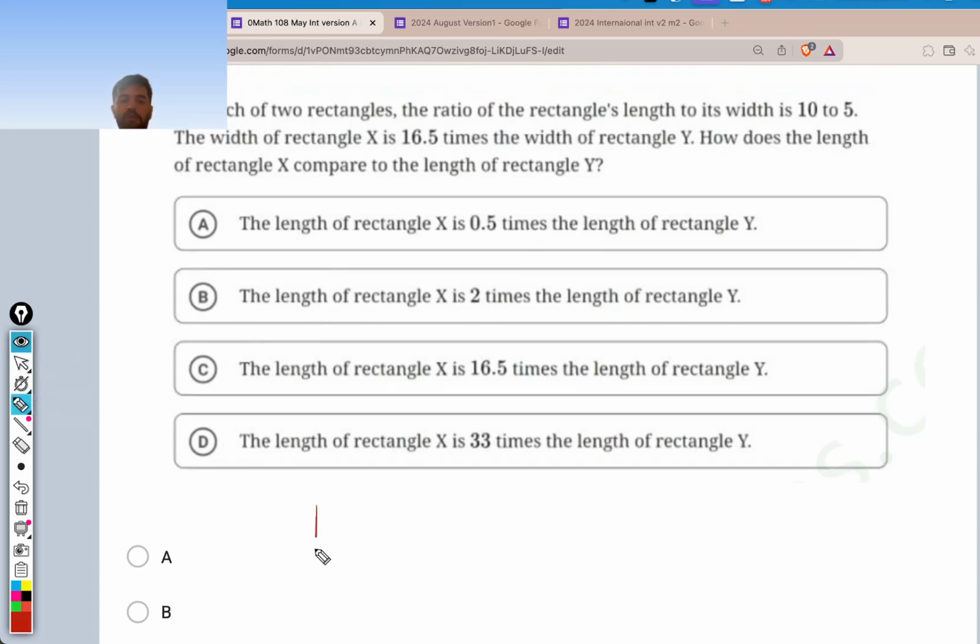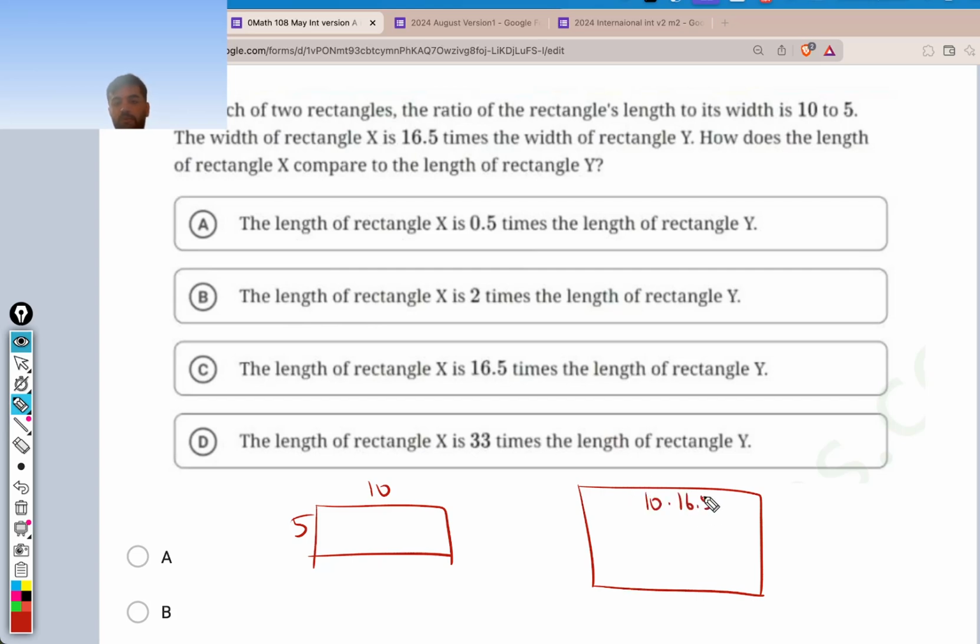We have two rectangles. It is first one, let's say. It says that ratio is 10 to 5. It is 10, it is 5. And this one is 16.5. 10 multiplied by 16.5. 5 multiplied by 16.5. For keeping ratio, we have to write it like this. Then it says compare lengths of x and y. So it is 10 and 10 multiplied by 16.5. So answer will be C.